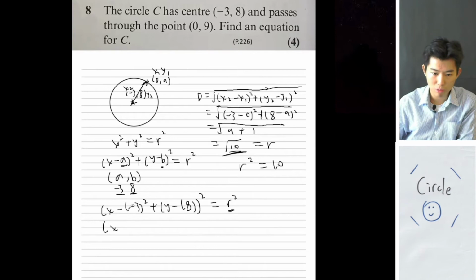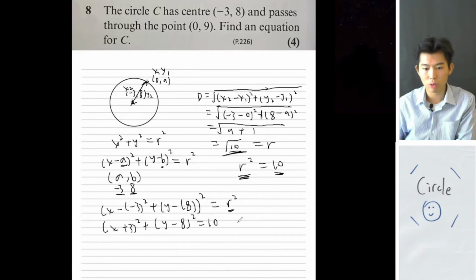So (x plus 3) squared plus (y minus 8) squared equals r squared, which is 10. So here's the equation for C.